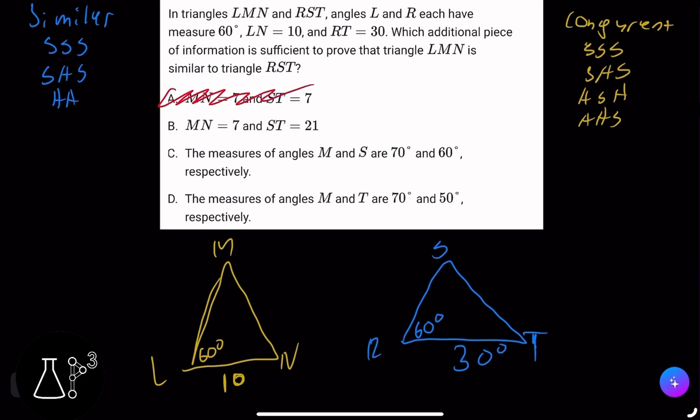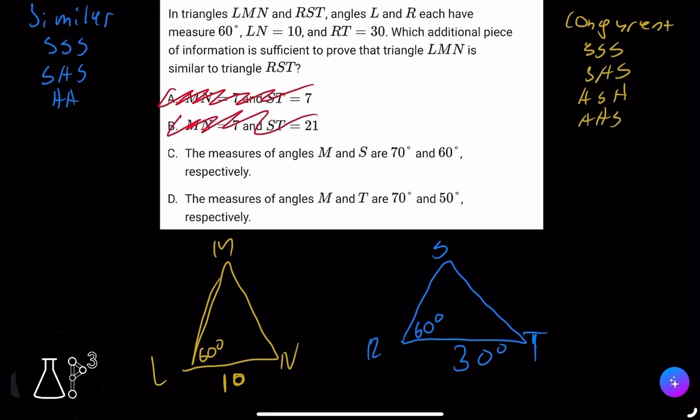Let's try B now. MN equals 7 and ST equals 21. Are they proportional? Yes, they are proportional. However, the angle measure is not included between the proportional sides. Therefore, because there's no angle between the two sides, I can't determine if it's similar or not. So B is also incorrect.